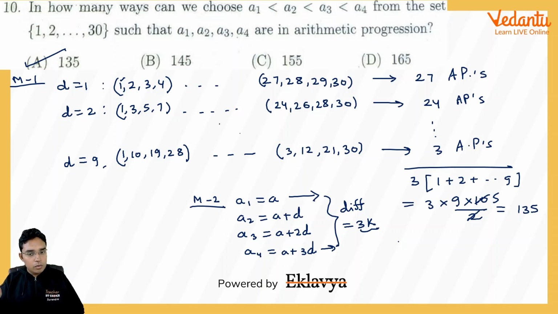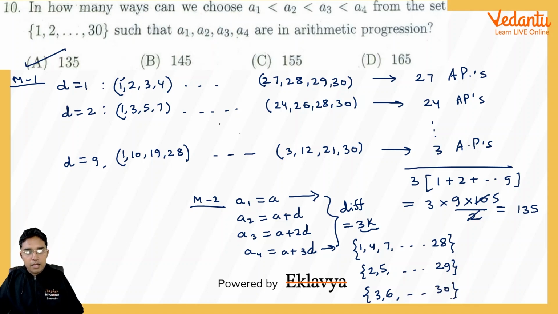Because if you do so, your D will be an integer, and if D is an integer, then A2 and A3 will also be integers, and we are given all continuous integers from 1 to 30. So what I am saying is that if I make sets of numbers like 1, 4, these are the numbers of the 3k plus 1 form, up to 28. I think there should be 10 such numbers, you can check. Then similarly 2, 5 and so on, 29. And in the end 3, 6 and so on, 30. Now these are numbers such that the difference of any two of them will be a multiple of 3.